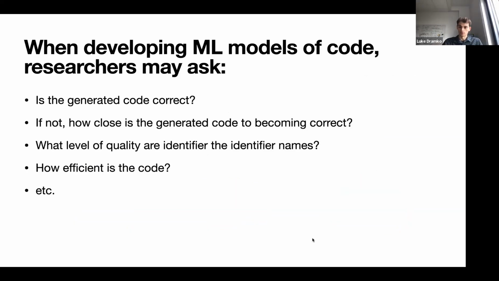So if you have one of these machine learning models of code, you're developing one, or maybe you're trying to evaluate an existing one, there are a lot of questions you might be interested in asking. You might want to know, is the generated code correct? And if it isn't correct, how close is the generated code to becoming correct? You might want to know what level of quality the identifier names are. This would be especially important if this code has to be maintained by human engineers in the future. You might be interested in how efficient the code is, and so on.